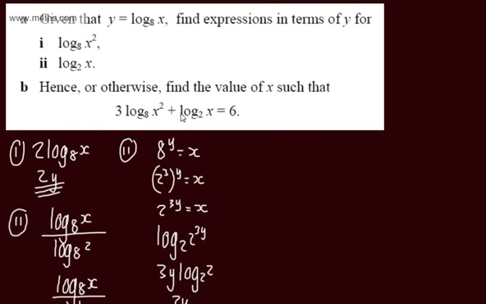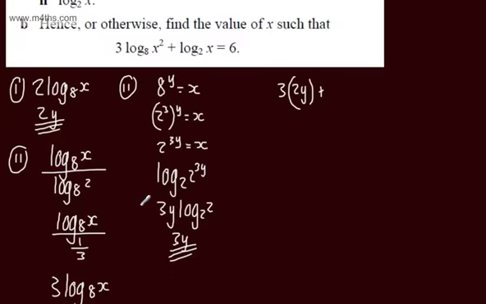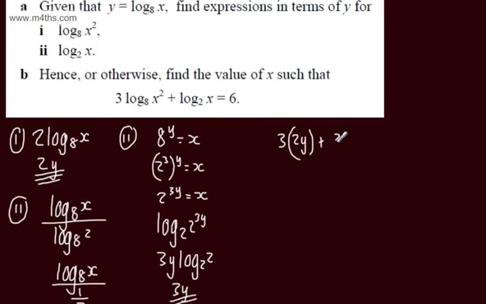So let's make our substitutions. We know that we've got an expression in terms of y for log to the base 8 of x squared. So I'm going to have 3 lots of 2y. Plus now my expression for log to the base 2 of x, which is going to be 3y. And that will be equal to 6.